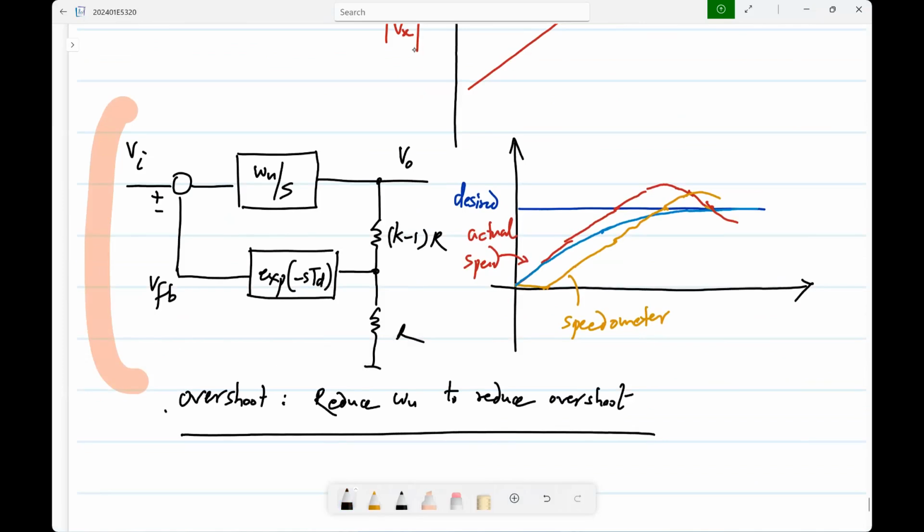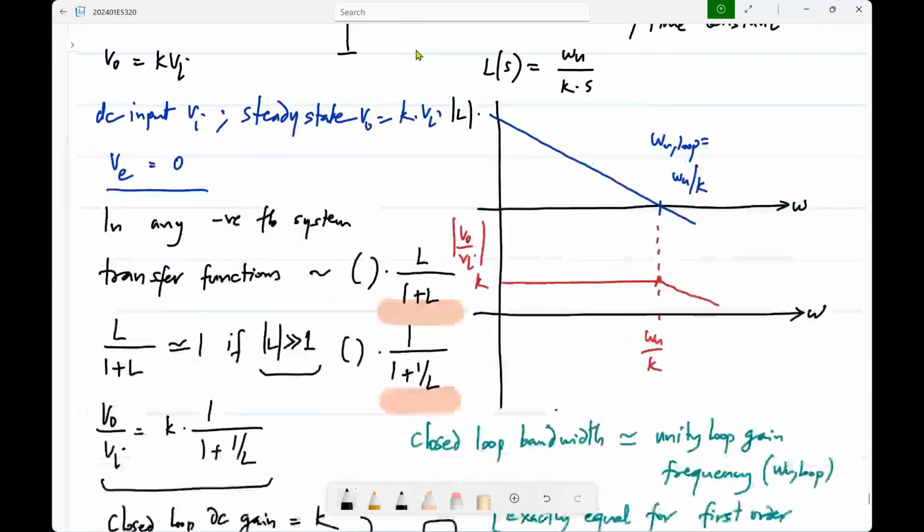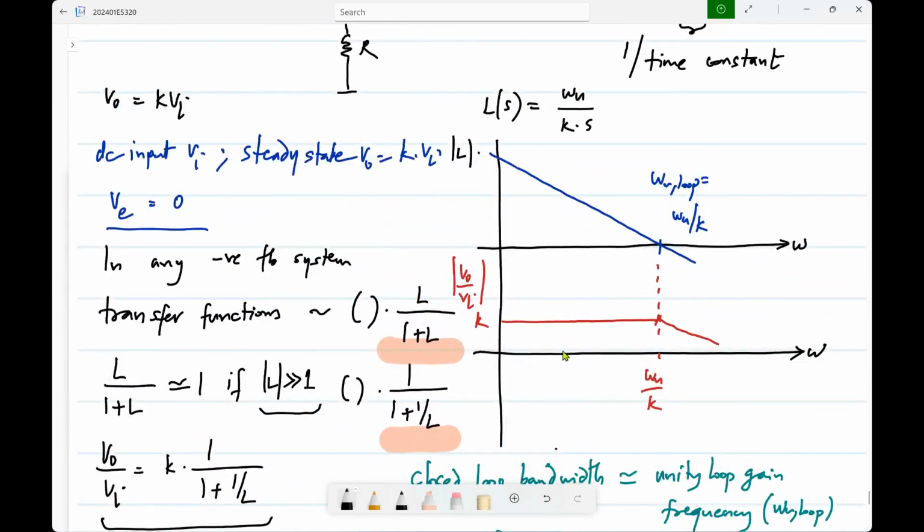What is the disadvantage? The obvious disadvantage is that it slows down. That is, it takes longer to reach steady state. That may not be what you want. Okay. Or in the frequency domain, you can see that if you reduce omega u, what happens? Your bandwidth reduces. Okay. So that may not be what you want, but this will work.